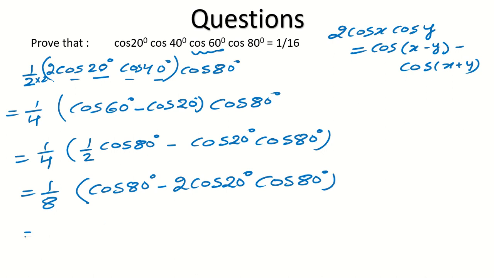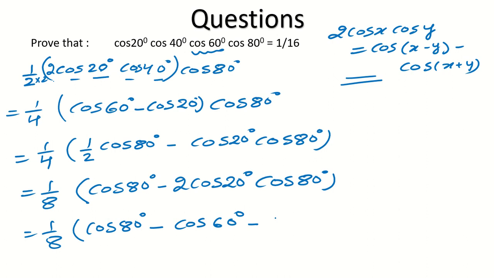Now this is 1 over 8, then cos 80 minus, again it is in the form of this identity, 2 cos x cos y. So this is cos x minus y minus cos x plus y. So minus of minus will become plus.